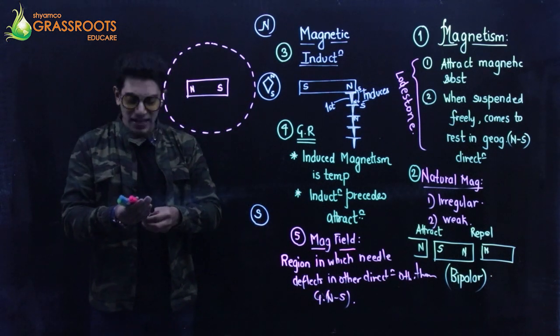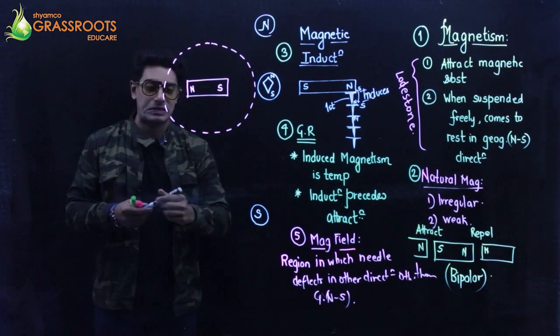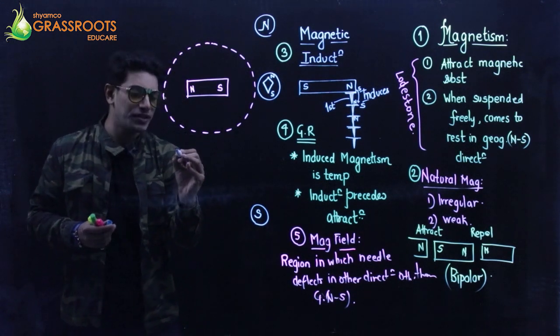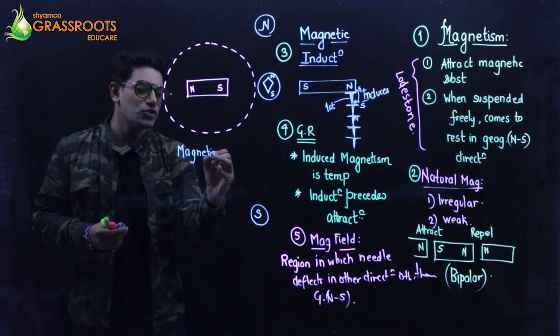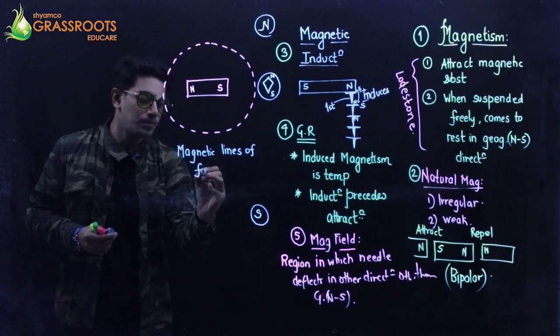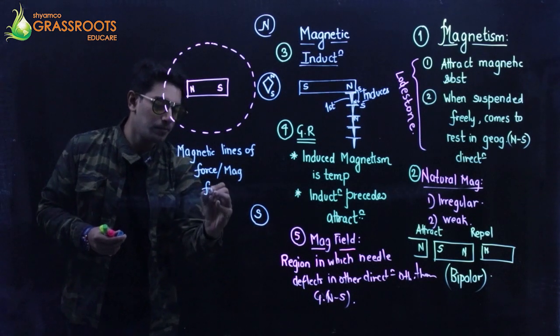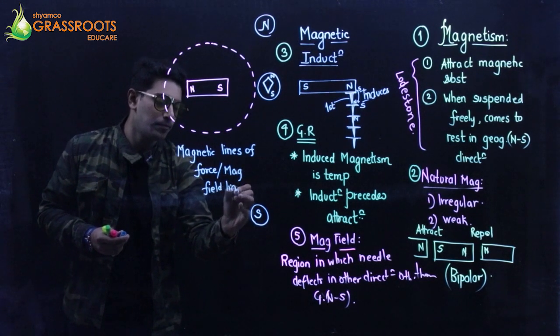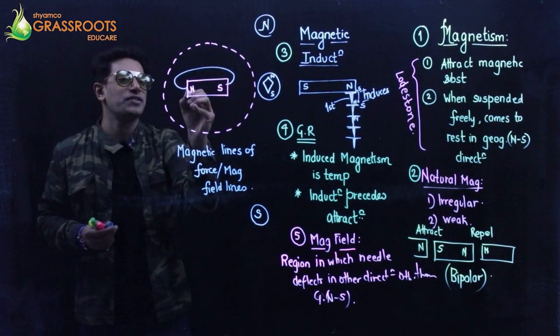Now, the next part is about the magnetic field lines. There are two names to it. We call it magnetic lines of force or magnetic field lines. These are nothing but the lines which look like this.